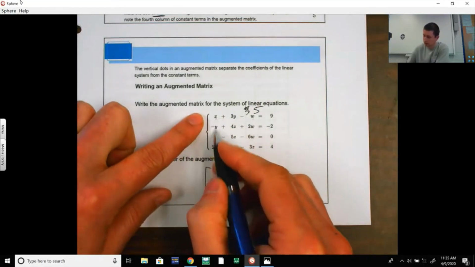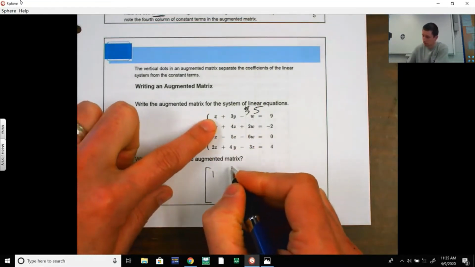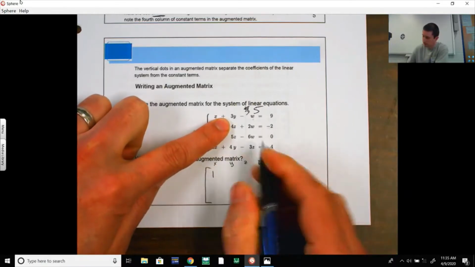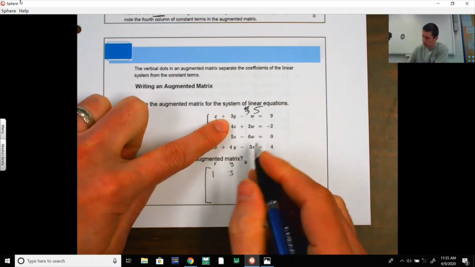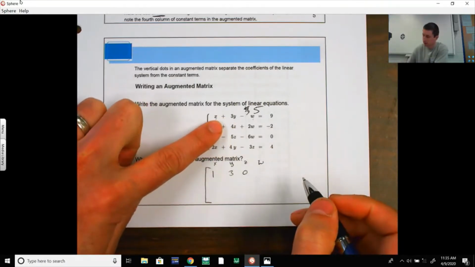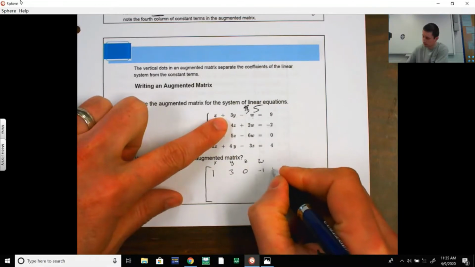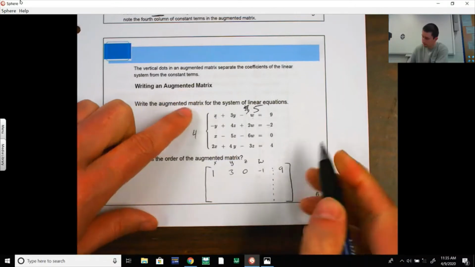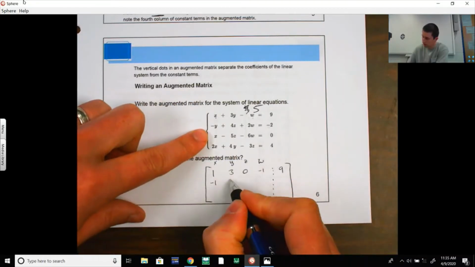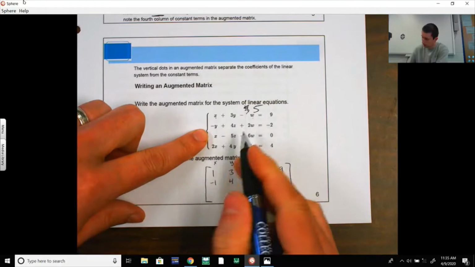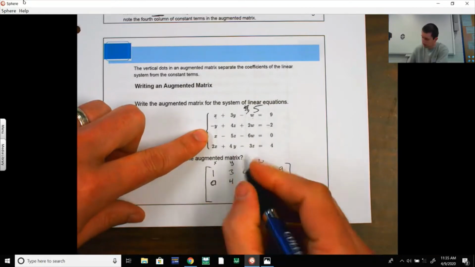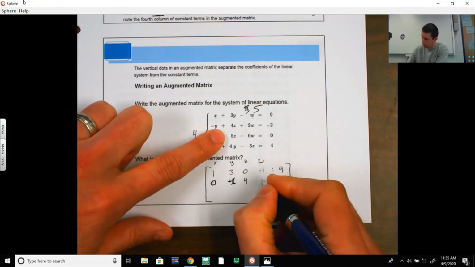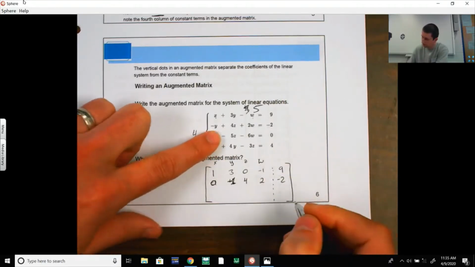I'm going to start along the top. So it's 1, x, y. Sometimes I write this up here, x, y, z, w. X, y, 3, z, no z, so I'm going to put a 0 there. W, negative 1. Draw my dash mark. On the right side, I'm going to put a 9. Next row, negative 1, 4. Ooh, hang on. 0, there's no x. Negative 1. Z is 4. W is 2, and then that equals negative 2.